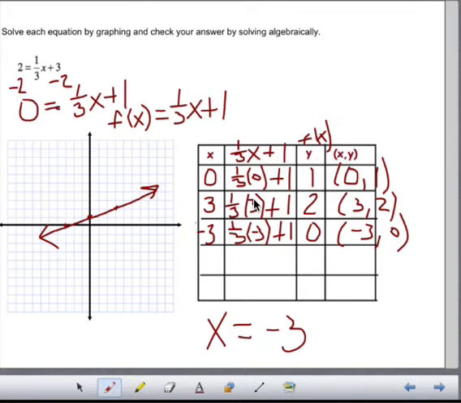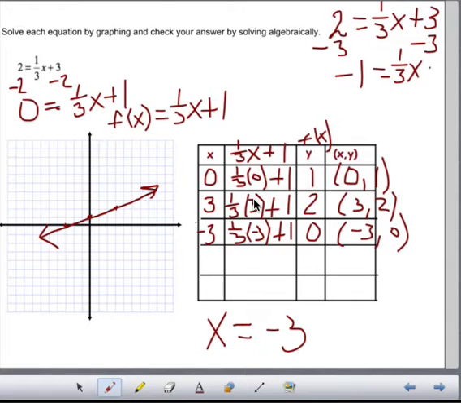Again, I could check that by going back to my original equation. 2 is equal to 1/3 x plus 3. I can solve that equation, subtract 3. -1 is equal to 1/3 x. Multiply both sides times 3 to get rid of that 1/3, because that's just going to cancel out. Multiply both sides times 3. So x is equal to -3.